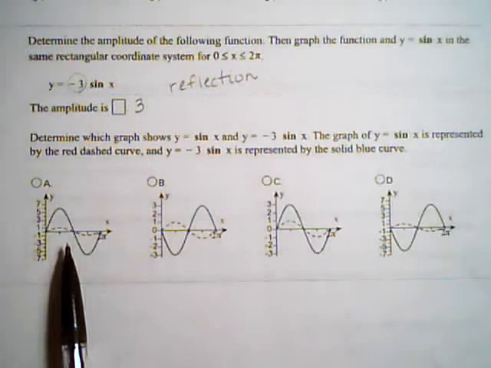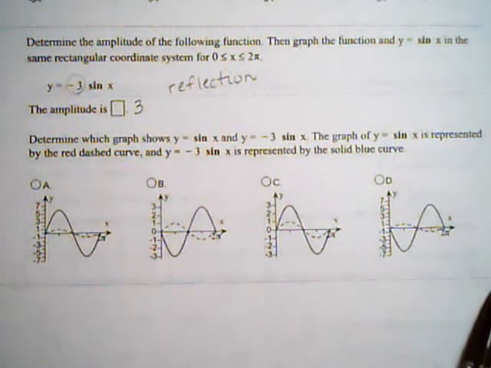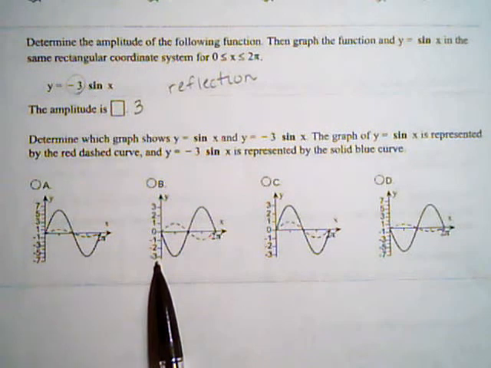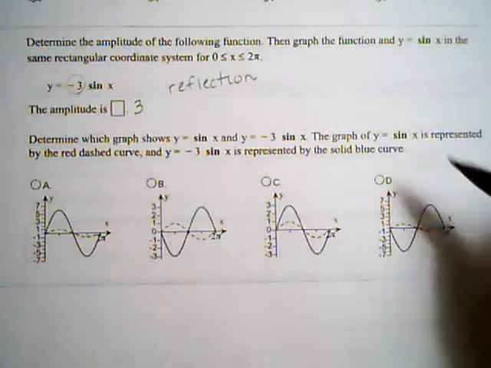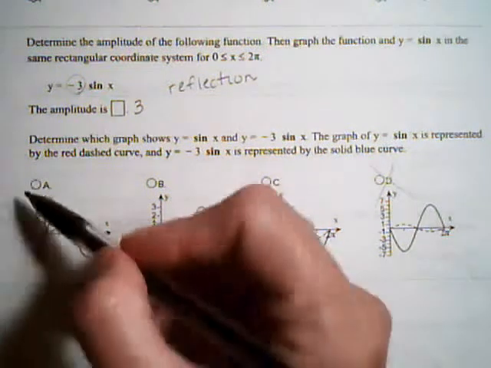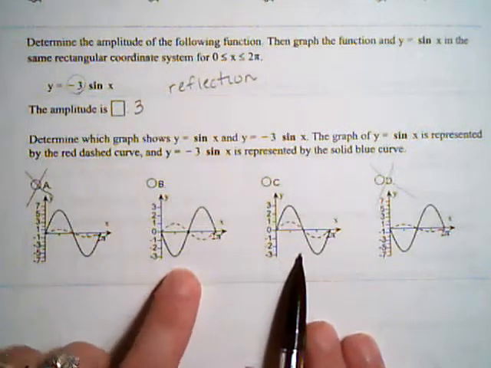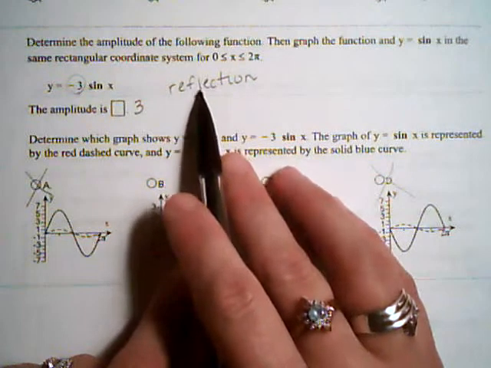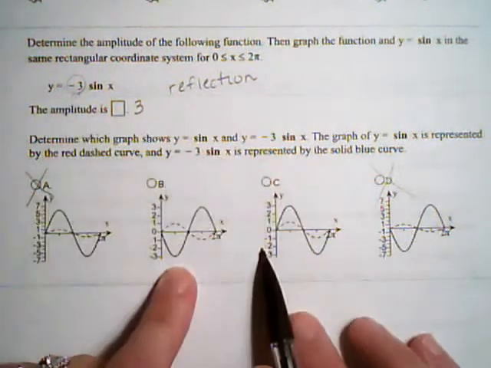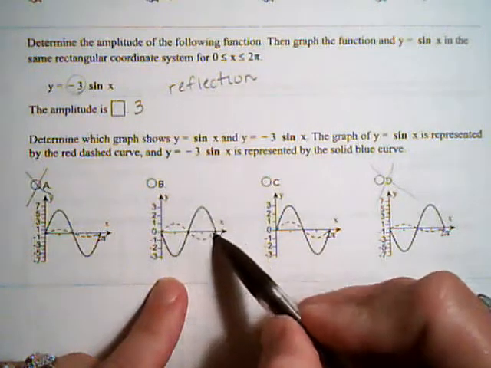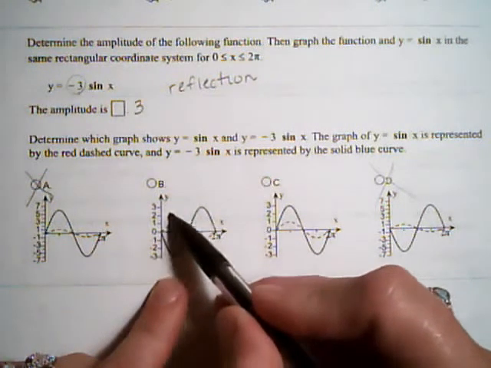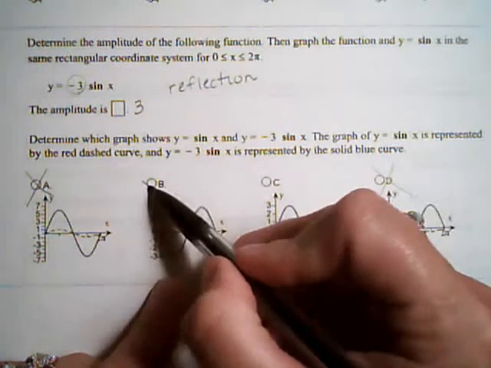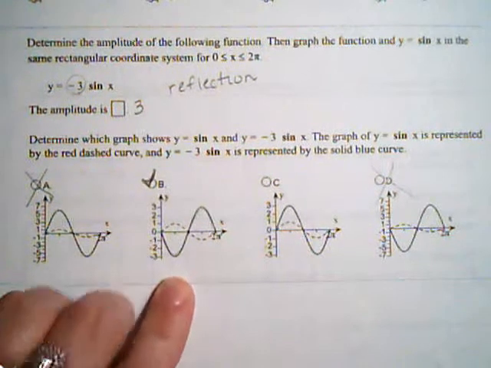So again, I want to check the periods. They're all 2 pi. I want to check the amplitudes. I need an amplitude of 3 so that I can eliminate D and I can eliminate A. Now it's between B and C. Well, I know that this graph is a reflection because of the negative 3, so that means it would be B. Instead of the graph going up normally as it would, because it's a negative, it's going to be reflected and look the opposite. So the answer would be B.